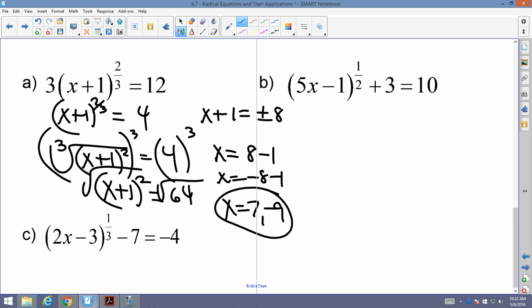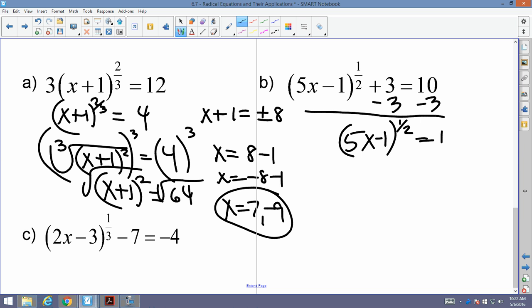Okay, letter B, what do you think I do? Yeah, you subtract the 3. Excellent. So I have 5x minus 1 to the 1/2. It's not squared, it's to the 1/2. And that equals 10. Now, how do I cancel a power of 1/2? You raise everything to the second power.